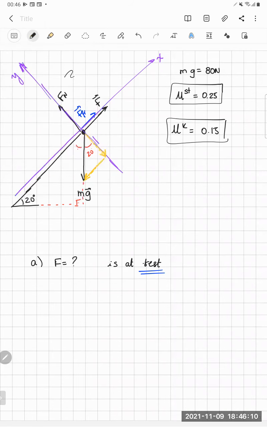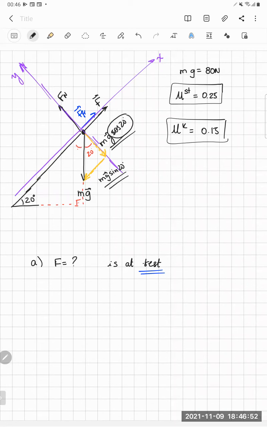The one that is along the y direction is adjacent to 20 degrees. So this component in the y direction, since it's adjacent to 20 degrees, is mg cosine of 20 degrees. And the part that is opposite to 20 degrees is mg sine of 20 degrees. Just for you to know, the component of the gravitational force that is in the y direction is the cosine. In the x direction is the sine.